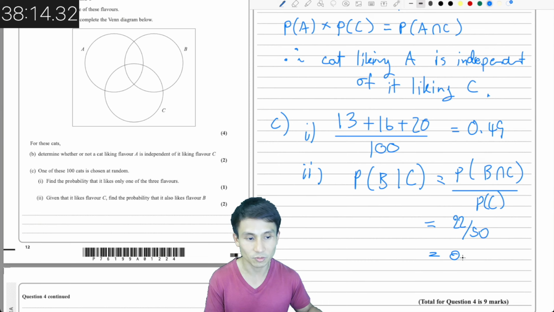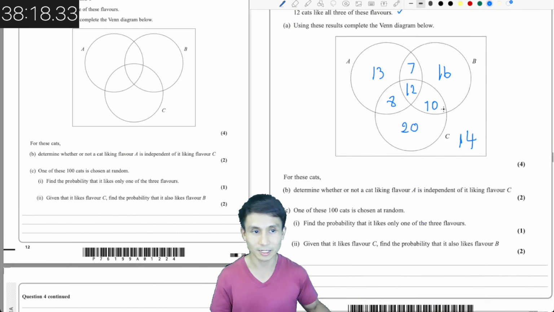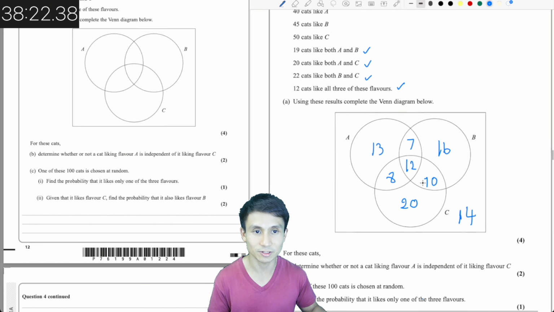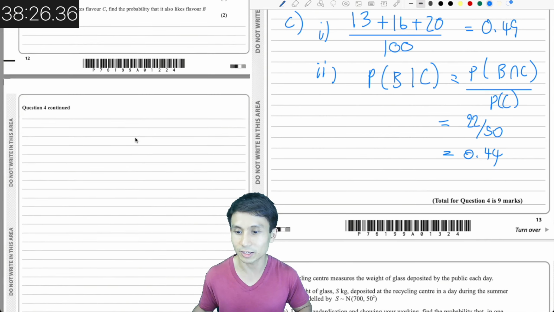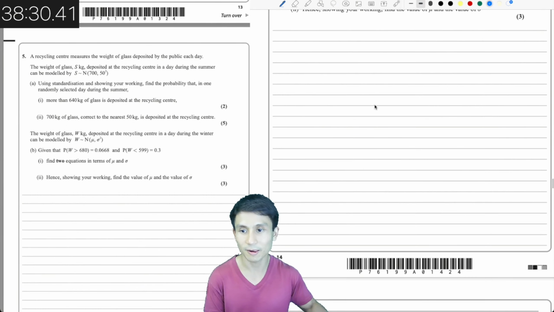Which is 0.44 if you do the math there. Okay, so let me check again. 22 divided by 50, yeah. So 0.44 is the answer. Okay, next, question 5.